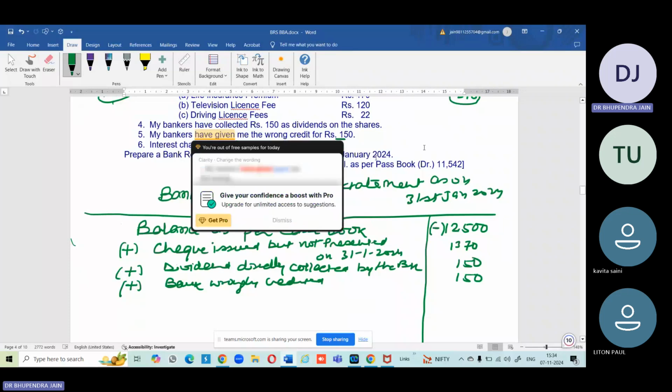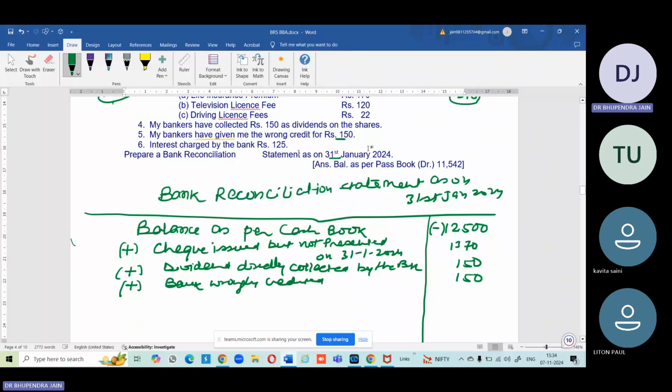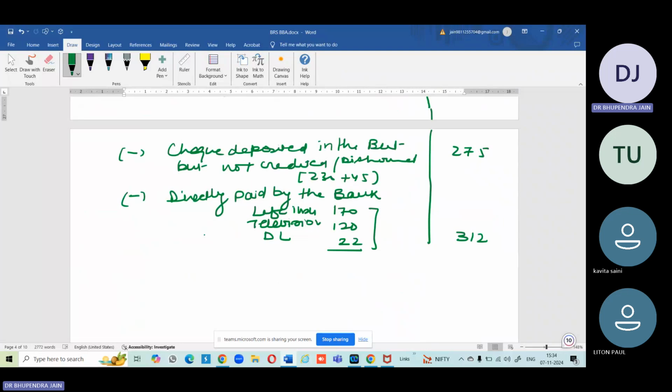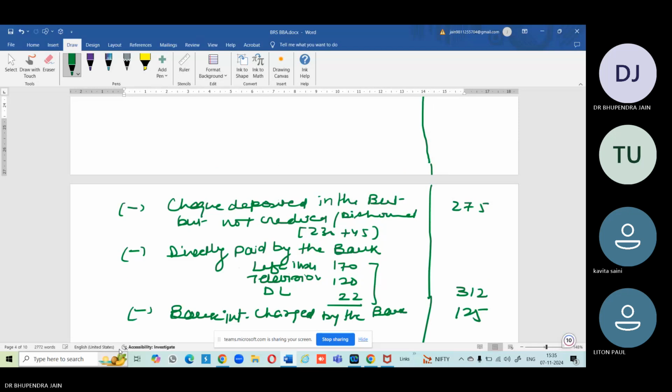And last, interest charged by the bank, rupees 125. The bank has subtracted the balance by rupees 125, but your balance is increased, so that's why we subtract the amount. Bank interest charged by the bank. How much? This is 125. Done.